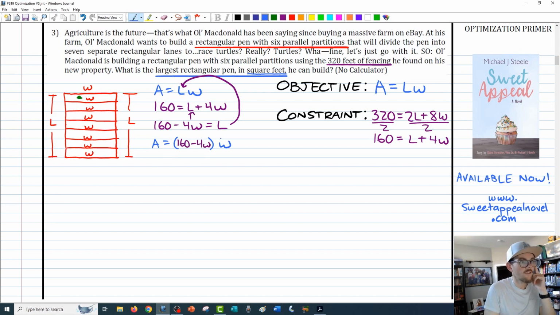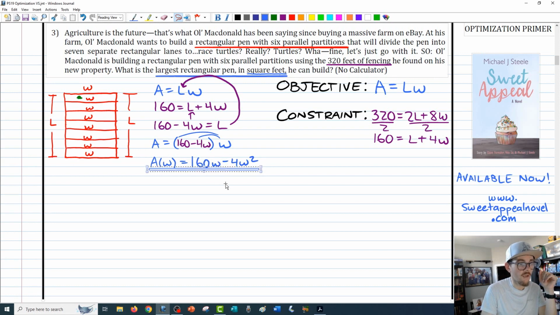From here, I'll distribute everything in, and we're going to end up with A of W. A and W makes me think of the root beer. But beside the fact, we'll have 160W minus 4W squared. So there's our relationship. In a sense, this is the equation that combines both the objective and the constraint functions. That's always what we're seeking, which is great.